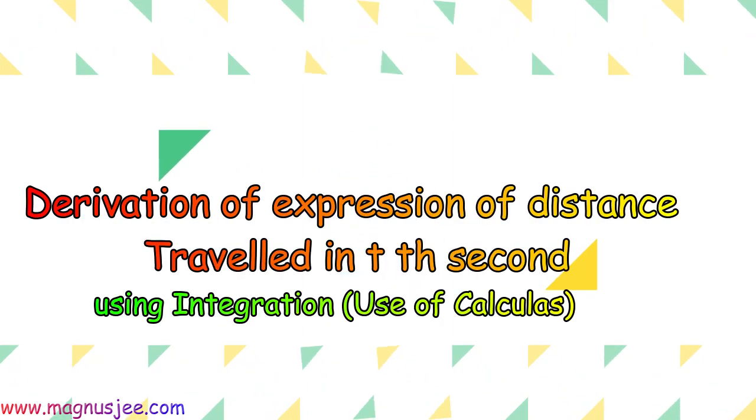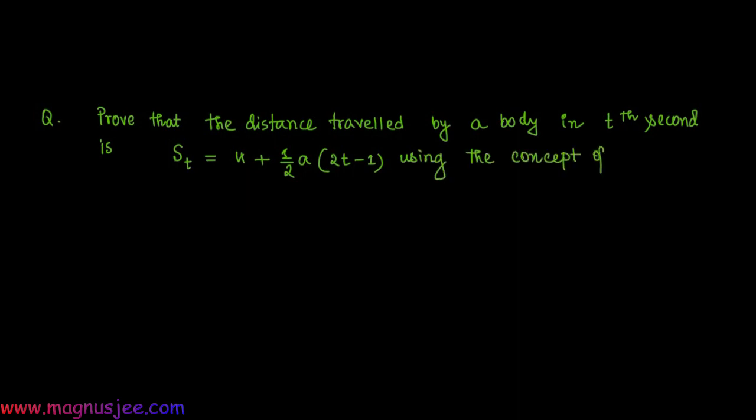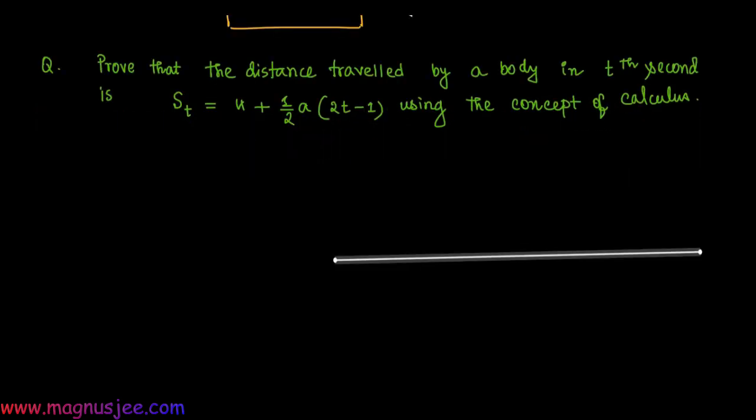Derivation of the expression of distance traveled in the tth second using integration. Prove that the distance traveled by a body in the tth second is s subscript t equal to u plus half a into (2t minus 1), using the concept of calculus, that is, using the concept of integration.